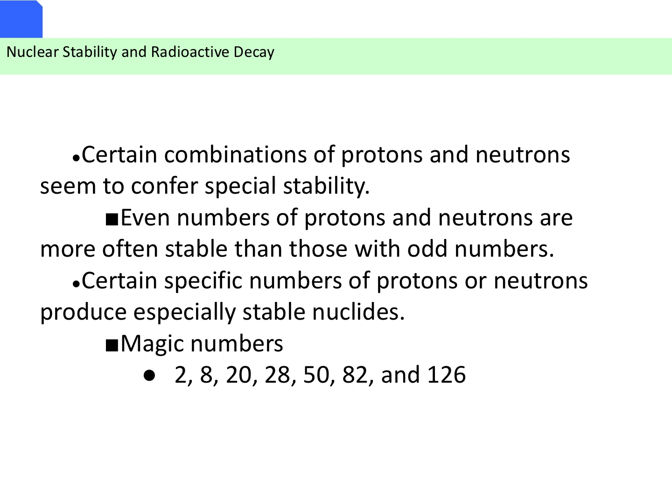A quick note on a couple of trends that we notice when it comes to elements, their isotopes, and nuclear stability. Certain combinations of protons and neutrons seem to confer special stability. Typically, even numbers of protons and neutrons are more stable than odd numbers, and certain numbers of protons and neutrons produce especially stable nuclides. They are called magic numbers.